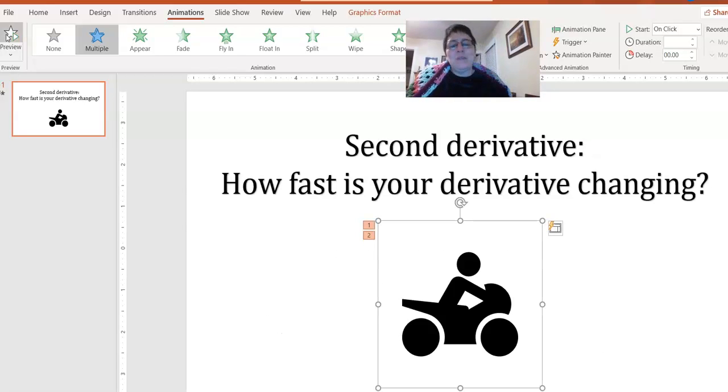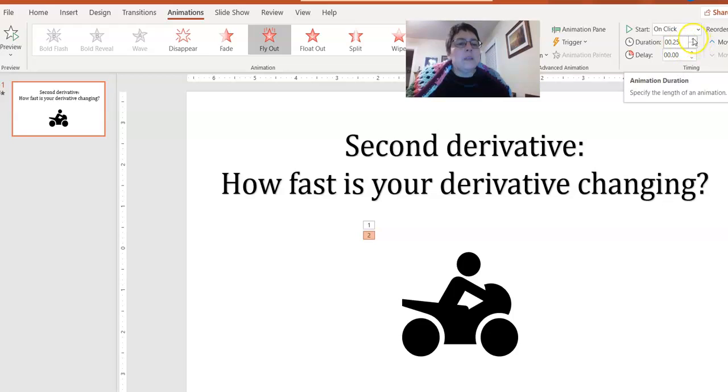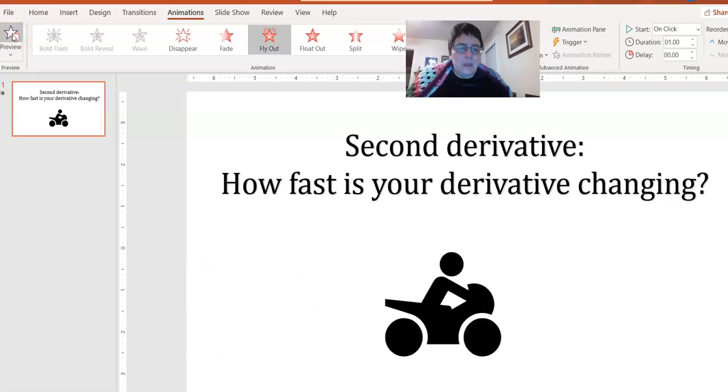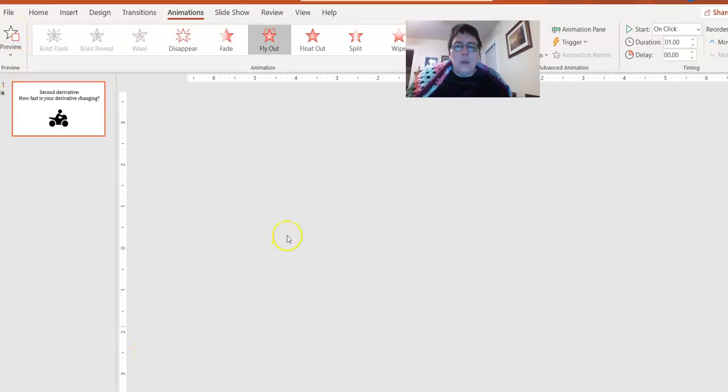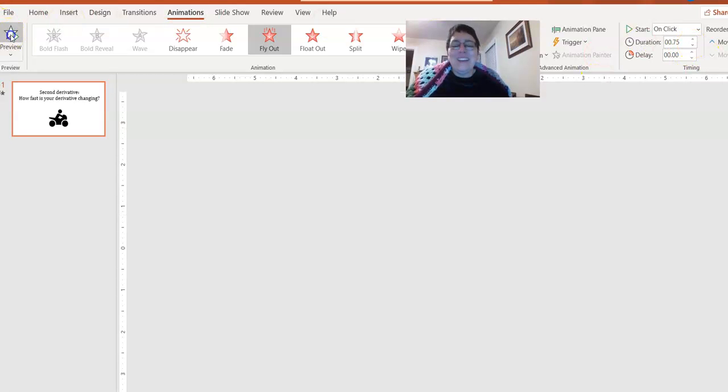Okay, we've got some different things going on. If I click on number 1, you can see that I asked it to take 2 seconds to come in, and number 2 was just 1/4 of a second. Let me see if I slow that down. What does it look like now? Okay, it's a little bit easier to see. I'll take it down one notch.